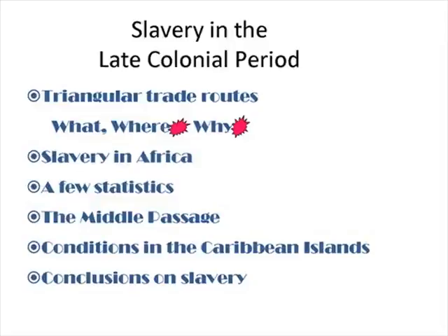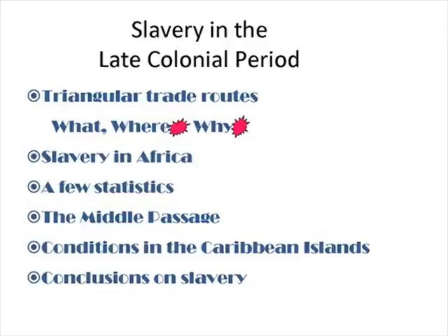But we have to approach slavery as an event in American history in a more objective way. So let's talk about stepping down a little bit. Let's talk about the economic development of the colonies. That's the setting of this. We'll talk about the triangular trade routes. We're going to talk about the what, where, why.